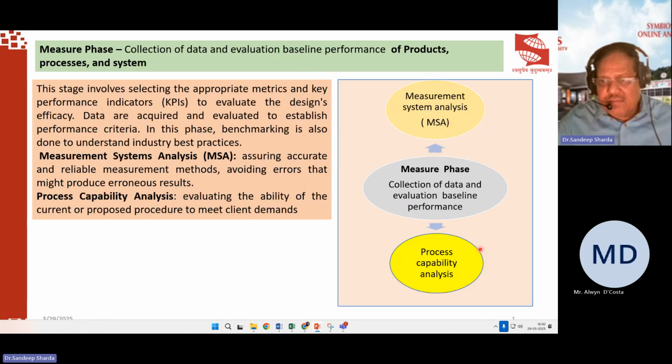Now coming to the measurement phase. Under the measurement phase, there is collection of the data and evaluation of the baseline performance. So we are going to have two tools, that is measurement system analysis and process capability analysis. Measurement system analysis assures an accurate and reliable measurement method, avoiding the errors that might produce erroneous results. And process capability analysis evaluates the ability of the current or proposed procedure to meet the client demand.